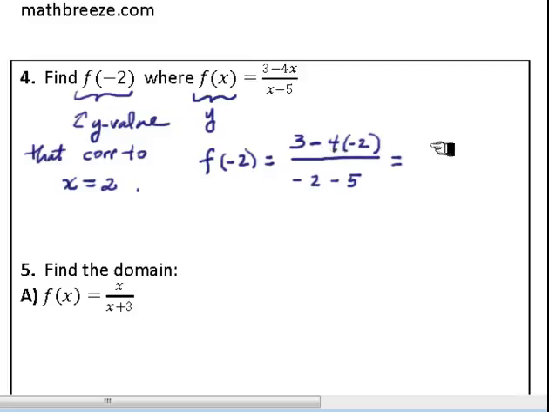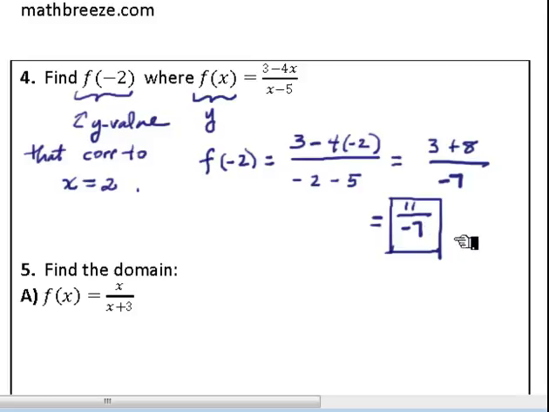This is 3 plus 8 in the numerator. And then we have a minus 7 in the denominator. So f of minus 2 is equal to 11 divided by minus 7. Okay, so that's the y value that corresponds to the x value of minus 2.